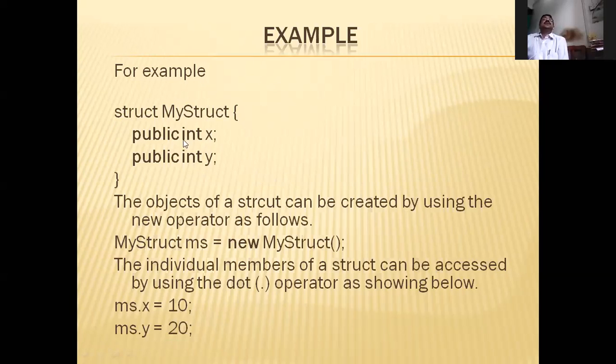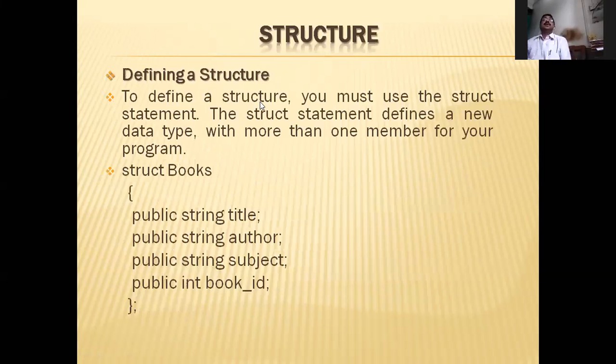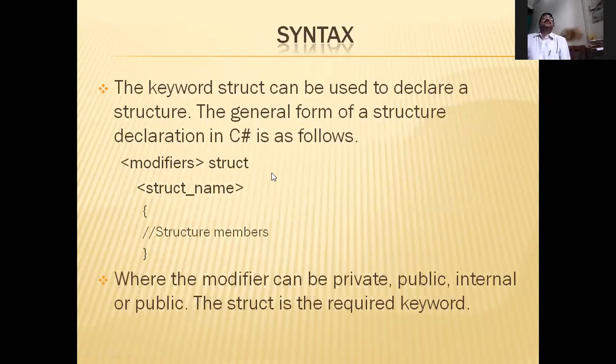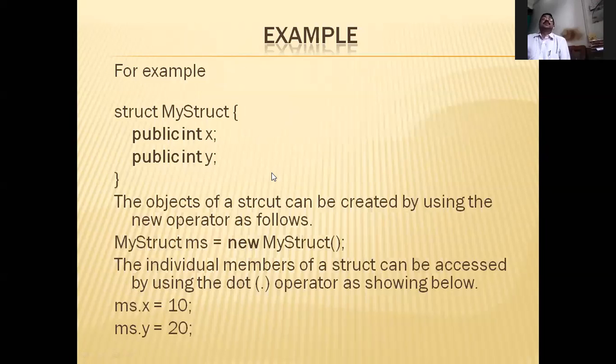We can see here that x and y are declared with the integer data type, and they are declared with the public modifier. You can use public or private. So this is the example of our structure.